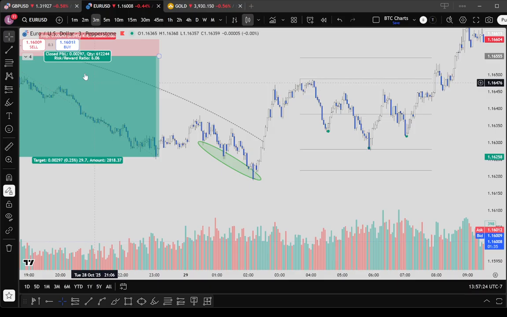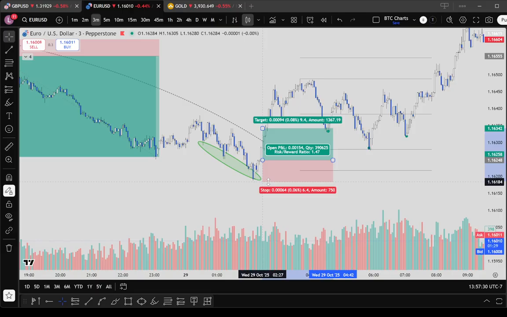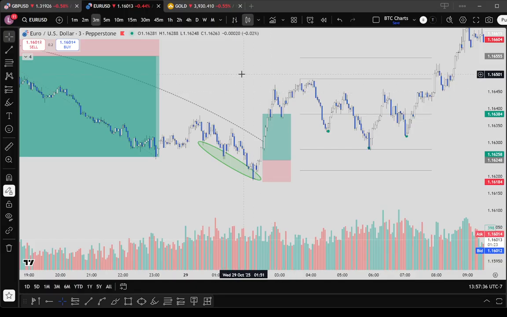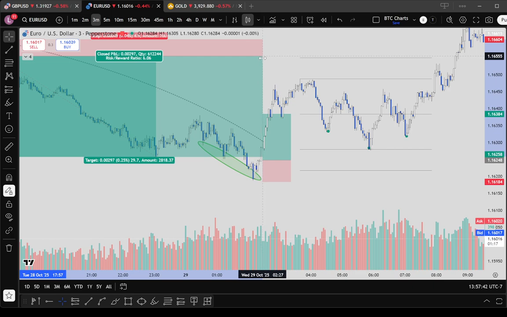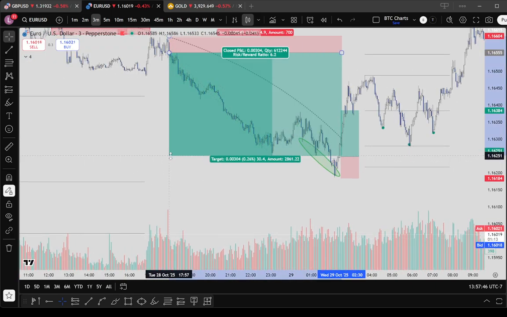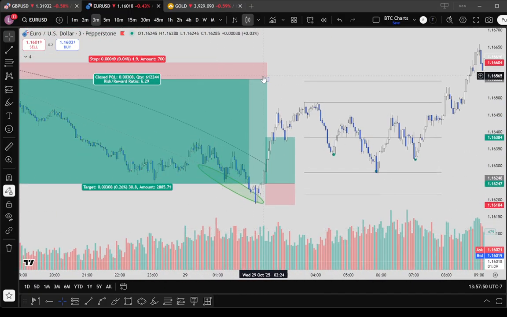So for instance, if this wasn't a clean breaker structure, this was only like a 2-ish RR. So your technical target would have been right here on breaker structure, and then you would have gotten taken out. So I would have been out of my short position right here at around 6 RR. So I made 6 RR on the short.